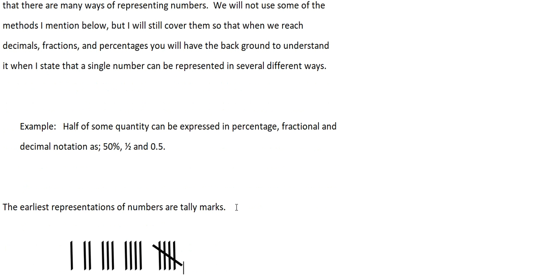Let's say we're talking about half of some quantity. Maybe it's half a tank of gas. Maybe it's half the time it takes to complete some other task. Maybe it's half an area, like say you have an acre and you're talking about half an acre. In percentage, fractional, and decimal notation, these are 50%, 1/2, and 0.5. They all represent the same number, 1/2. And they all have different uses, and some are better for some applications and some are better for others.